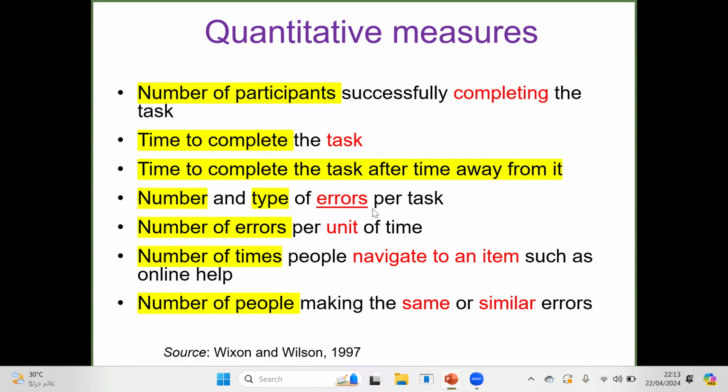The number and type of errors that happen while carrying out any task is also very important. The number of errors per unit of time is also recorded. The number of times people navigate to an item such as online help is recorded. The number of people making the same or similar errors is also recorded, to understand more about the common errors that are happening.